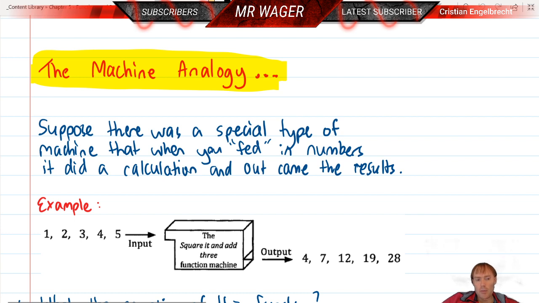And similarly with the numbers 3, 4, and 5, if I feed those numbers into the machine, the results of those calculations will be 12, 19, and 28. What's that got to do with anything?